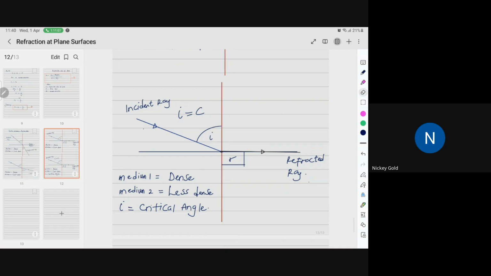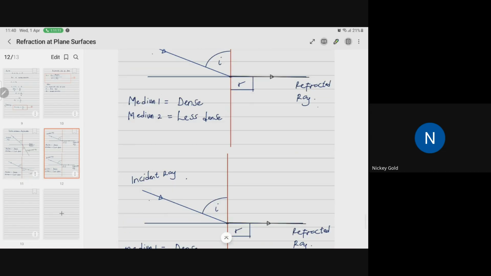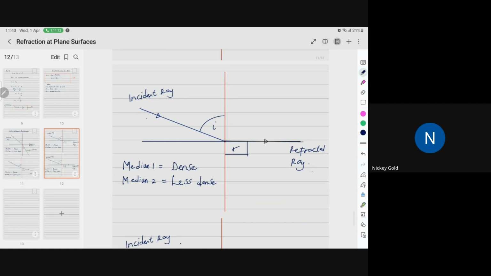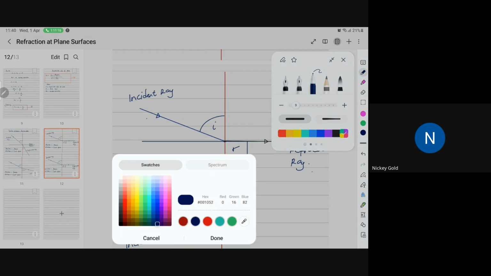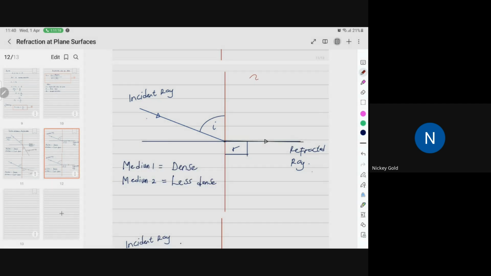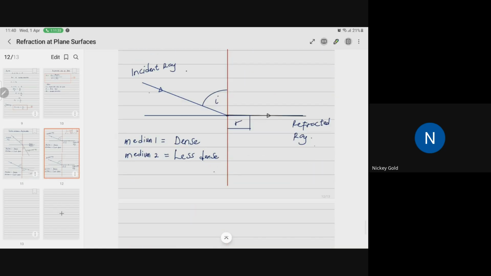So now, let's clean this here. So the refracted ray at this point will have that. Let me use a red marker to do that. So here, at this point, we'll have that I is equal to what? Critical angle. And that R is equal to what? 90 degrees.